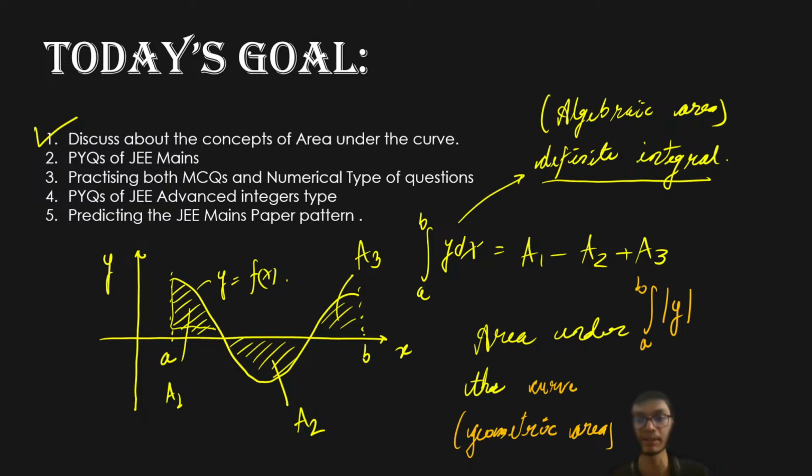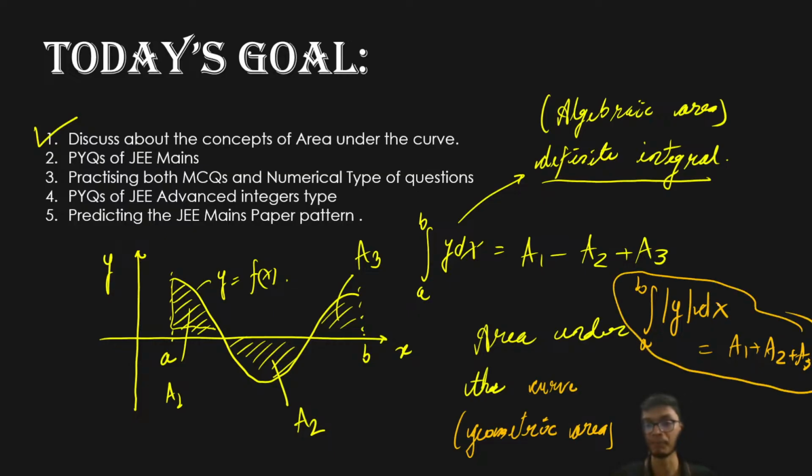I'm not interested in the algebraic area. I'm interested only in the geometric part of the area, right? So that is going to be mod of y dx, and therefore your area will be equal to the sum of all the individual areas, right? Now this is what you have to find out in this particular chapter of area under the curve. Now this is all we have done in the chapter of definite integral.